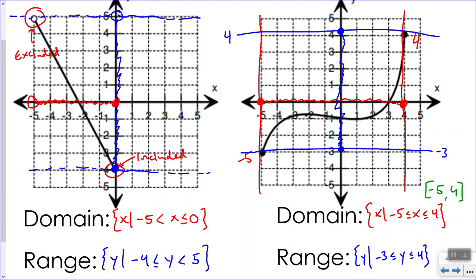And then for our range, our lowest y value is -3, and we have everything up to and including +4. So my range in interval notation would be brackets with -3 and +4.